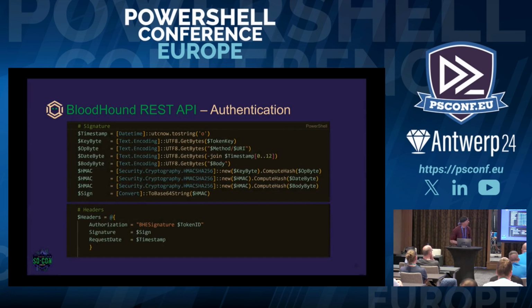So that's what it takes here. I take the timestamp, put it in a specific format, super nice, with the .NET Accelerator. I take the bytes of the key, the bytes of the method and the URI, the bytes of the timestamp, and the bytes of the body. And then I do an HMAC on top of that. That gives me a signature. And in my headers, I give the token ID, the signature, and the timestamp.